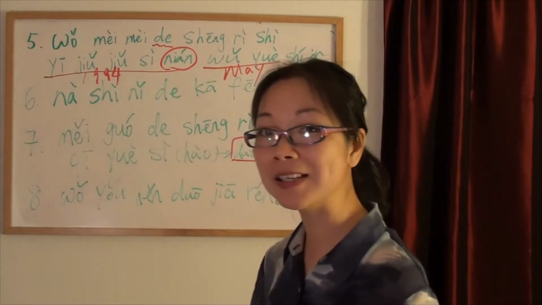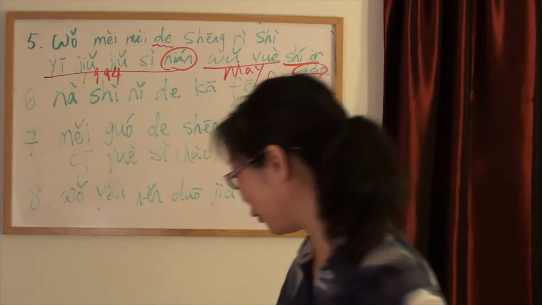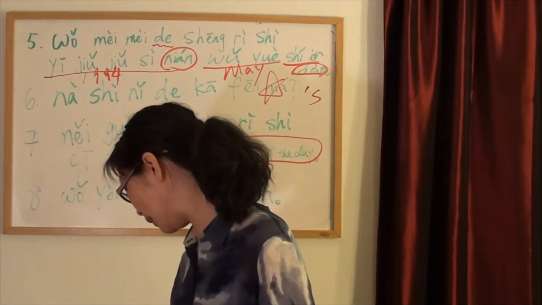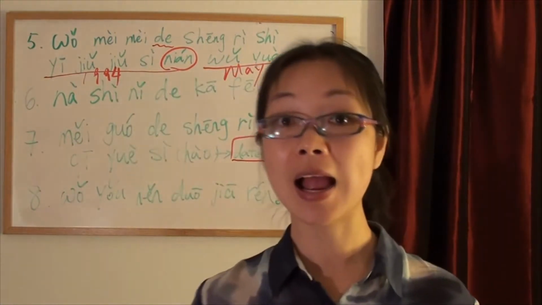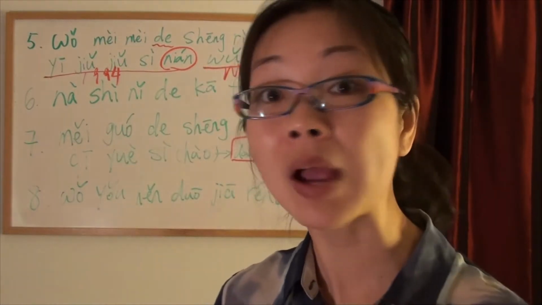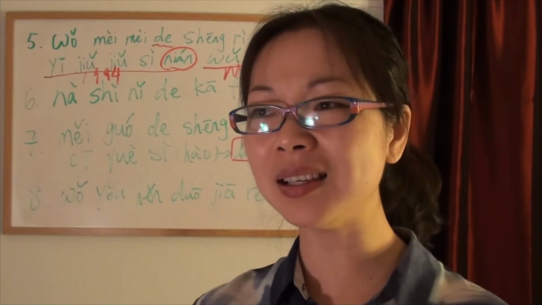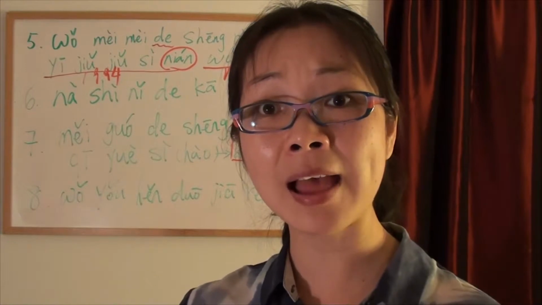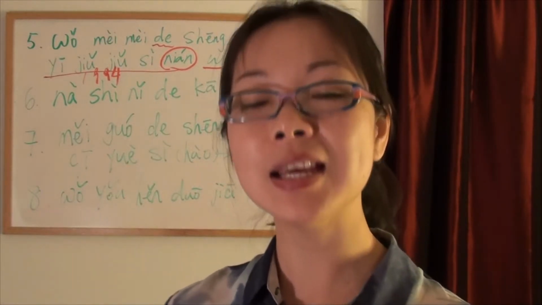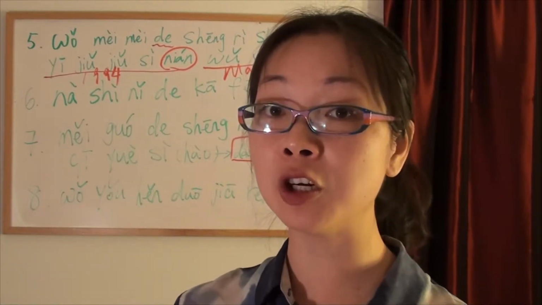Sentence number 7 is a little bit of a challenge for you. The English is, American Independence Day is July 4th. A lot of people ask me, hey Ping, we haven't learned "independence." Is that a pretty advanced level Chinese vocabulary? Yes, you're right, but remember what I told you?